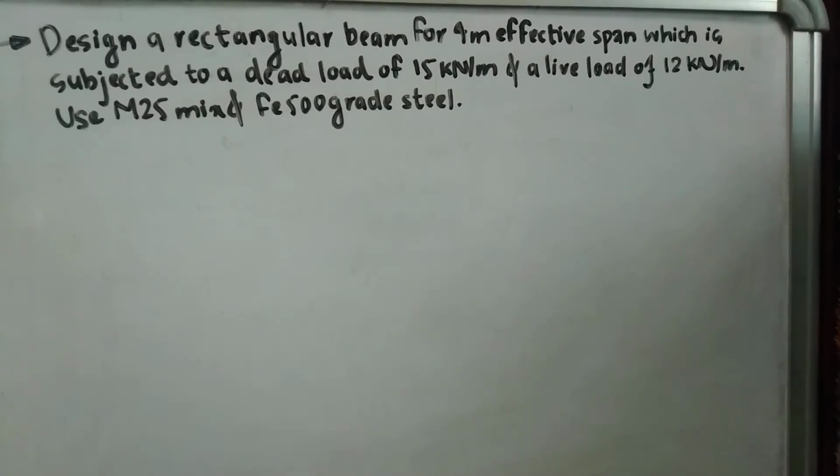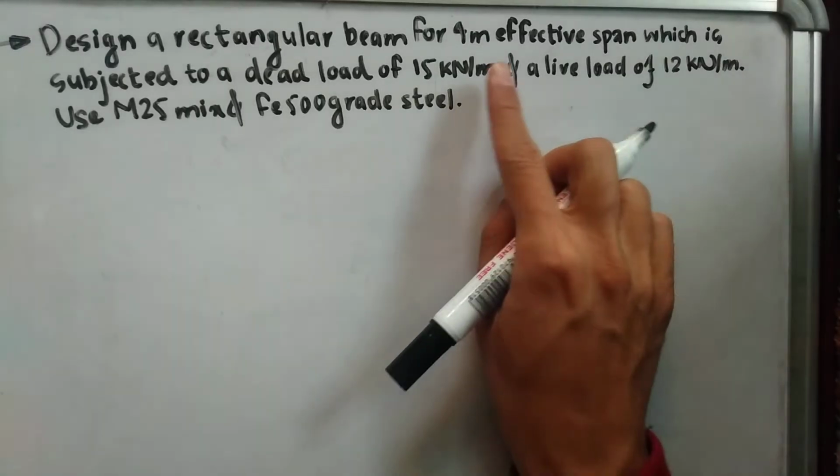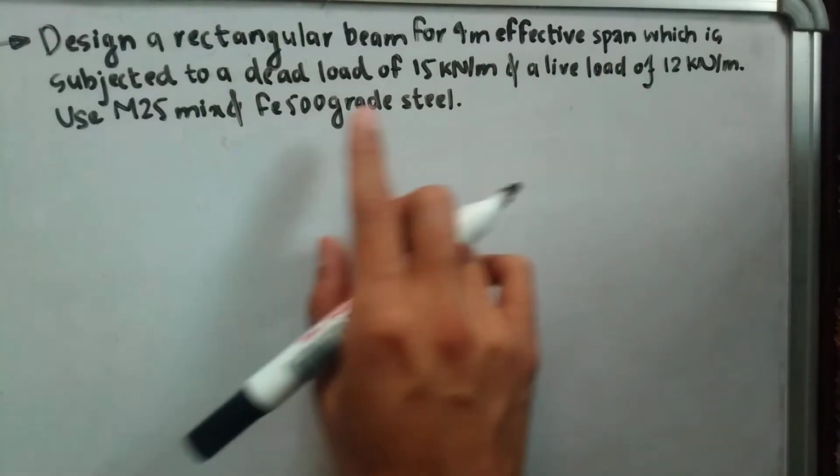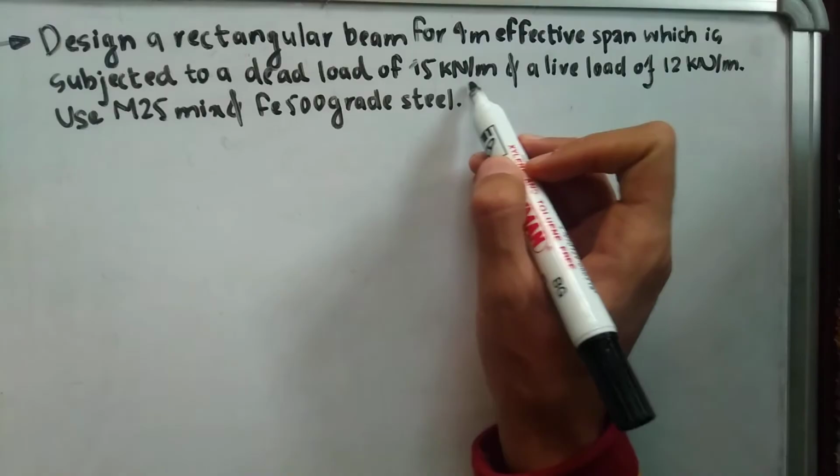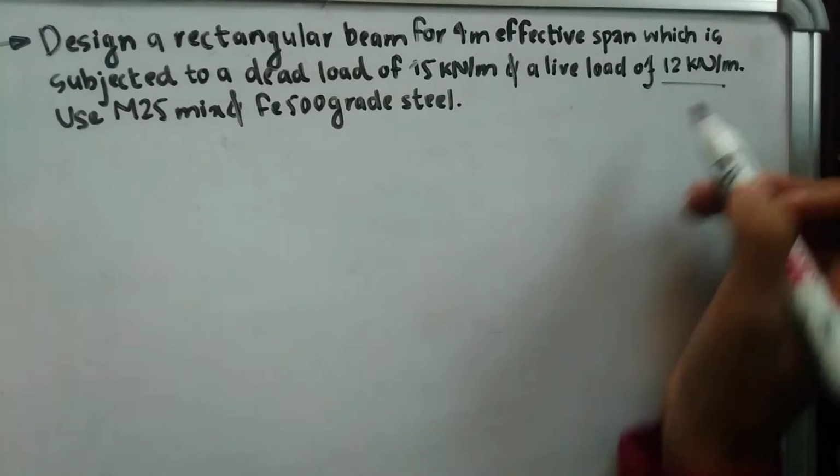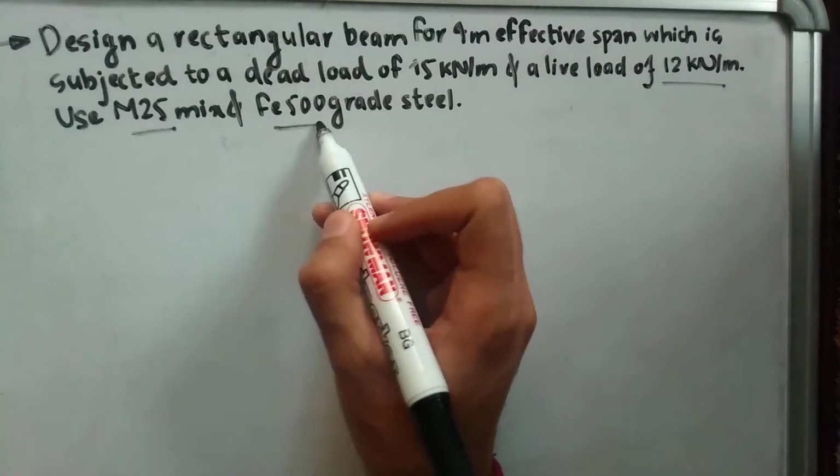In this lecture video, we are going to design a rectangular beam for a 4 meter effective span which is subjected to a dead load of 15 kilonewton per meter and a live load of 12 kilonewton per meter, and we have to use M25 mix and Fe500 grade steel.